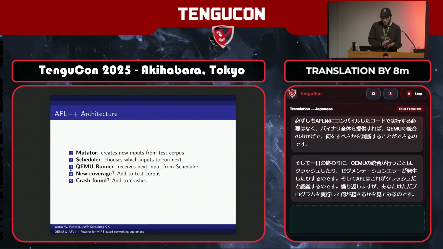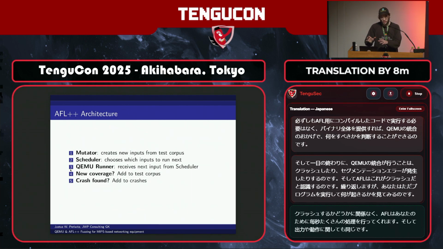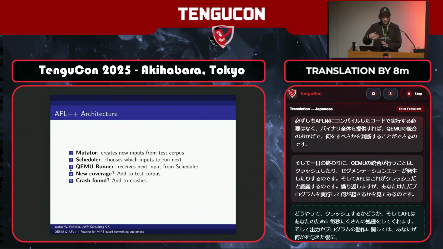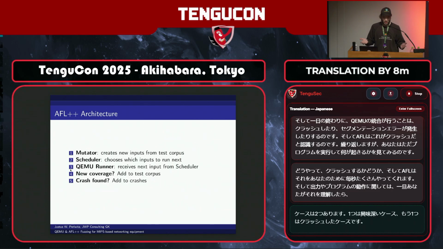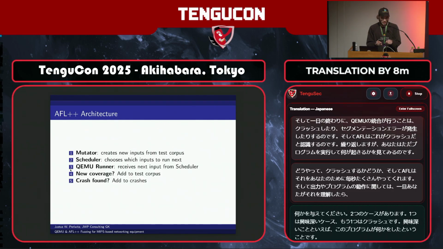And for outputs, or for the behavior that a program exhibits once you feed it something, there's two cases. So there are the interesting cases and there are the crashes. So interesting means, hey, this firmware has done something that it hasn't done before. And for crashes, it's, hey, it crashed. That's great. Let's go get that CVE.